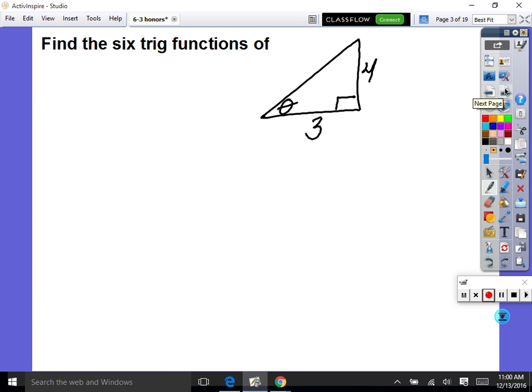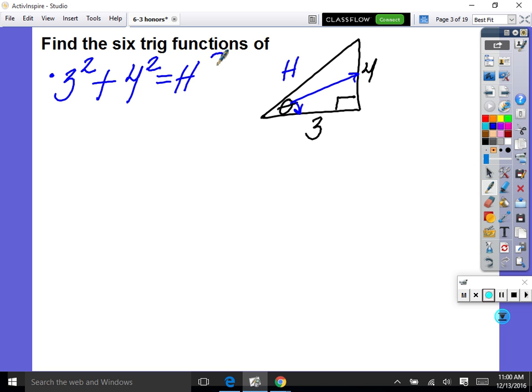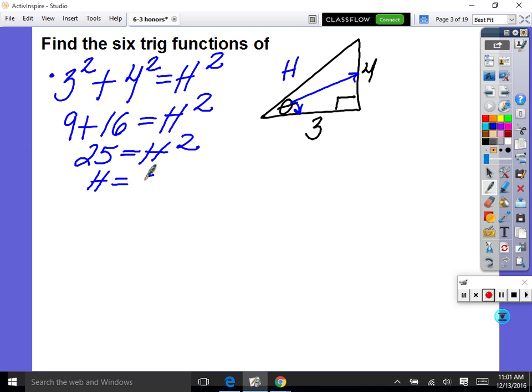So it says, very easily, find the 6 trig functions. This is super easy. We're dealing with a right triangle. We have this side and this side, so it's pretty easy to find the hypotenuse in this one. So we just use the Pythagorean theorem: side 1 squared plus side 2 squared equals the hypotenuse squared. So 3 squared plus 4 squared equals hypotenuse squared, correct? 9 plus 16 equals hypotenuse squared. 25 equals hypotenuse squared. So hypotenuse is 5, correct? Everybody feeling good about that?